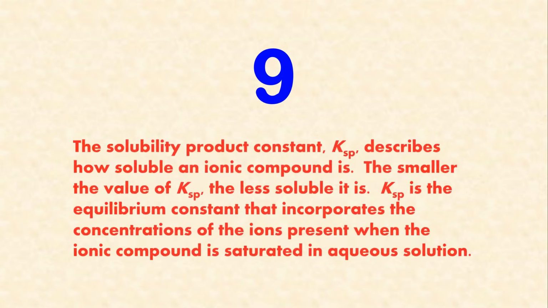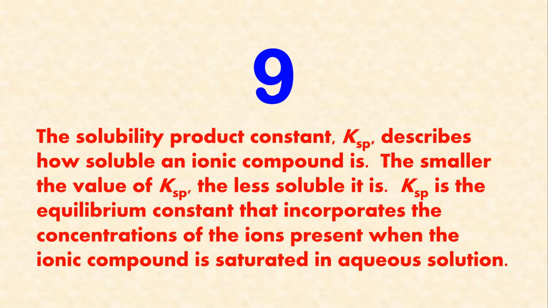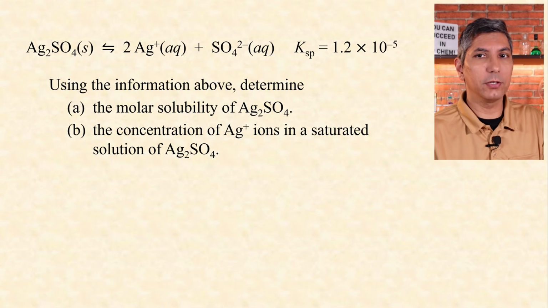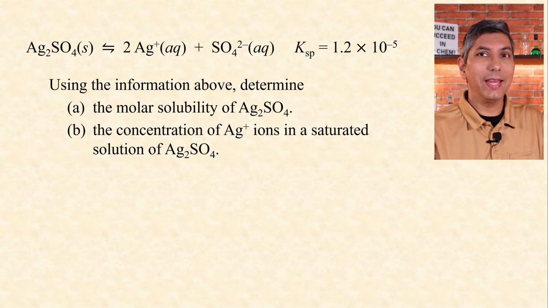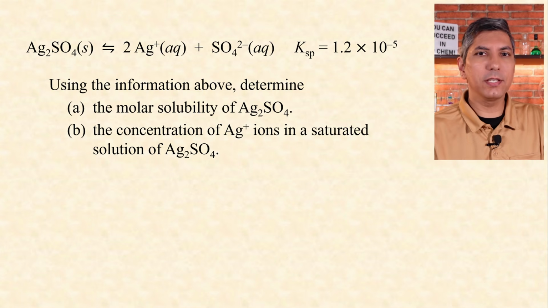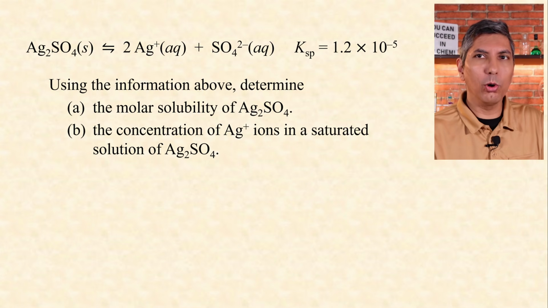Number 9. The solubility product constant, Ksp, describes how soluble an ionic compound is. The smaller the value of Ksp, the less soluble it is. Ksp is the equilibrium constant that incorporates the concentrations of the ions present when the ionic compound is saturated in an aqueous solution. Let's say we have this balanced equation that represents the dissociation of silver sulfate. For this dissociation, Ksp is 1.2 times 10 to the negative fifth.